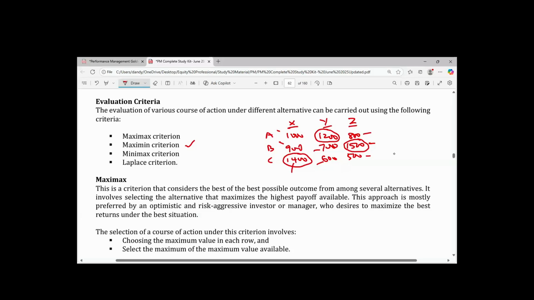And the Maximax criterion is mostly preferred by optimistic individuals who seek the best of the best possible outcomes.